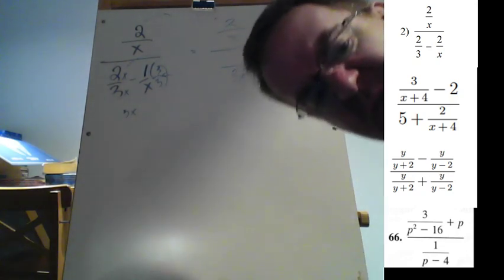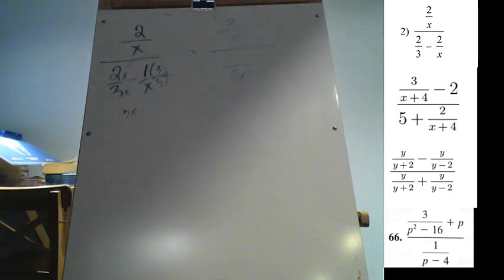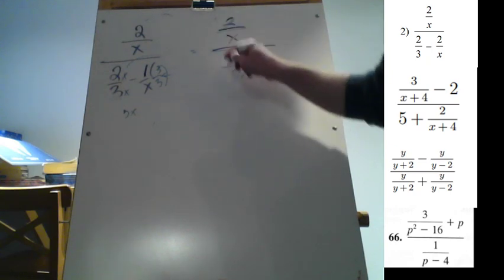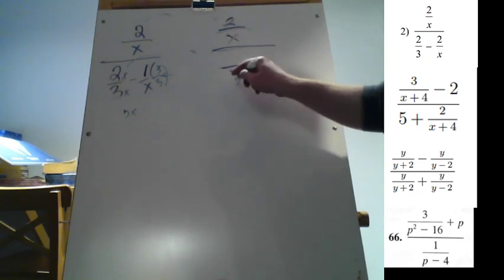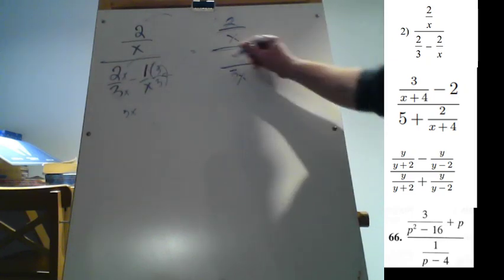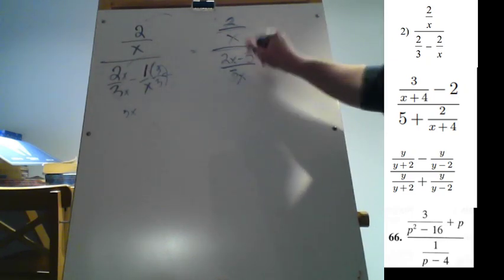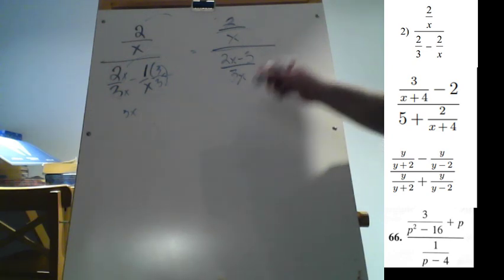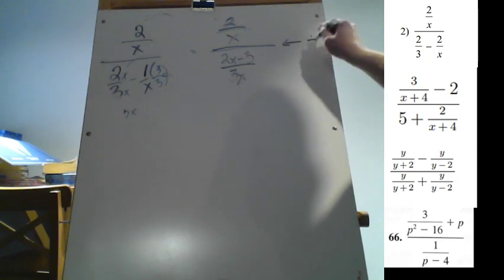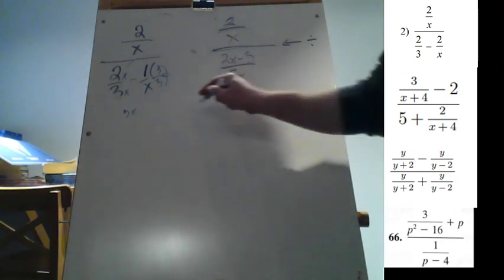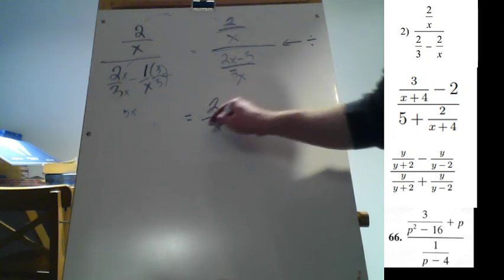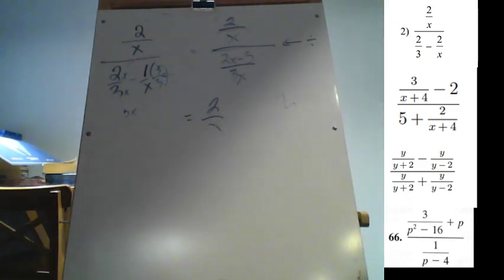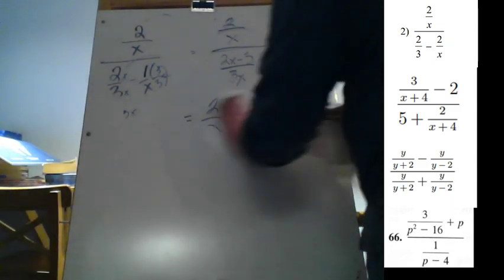Is that coming out okay? Yeah. Not so good. Sorry. So I get 2 over x. I get 3x here. 2x minus 3 would be that, so I get 2x minus 3.